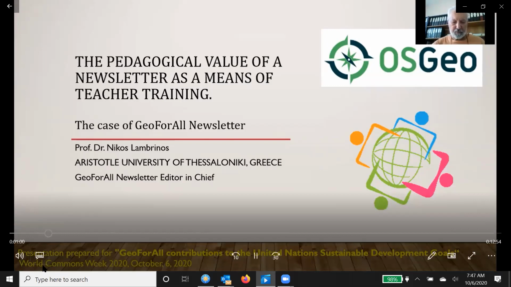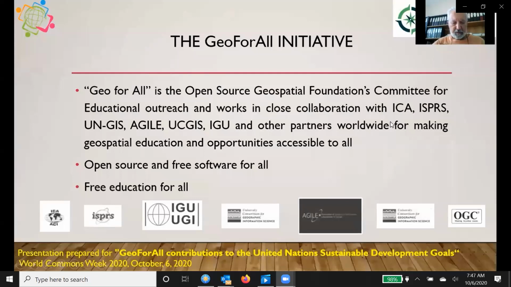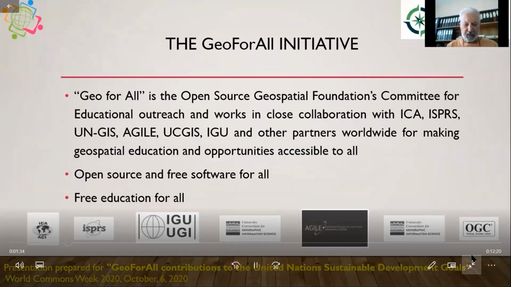This presentation shows the parts of OSGeo's GeoForAll initiative newsletter and how some of them can be applied to the training of young teachers, their students, and geospatial scientists. GeoForAll is the Open Source Geospatial Foundation's Committee for Educational Outreach and works in close collaboration with ICA, ISPRS, UNGIS, AGILE, UCGIS, IGU, and other partners worldwide for making geospatial education and opportunities accessible to all. How do we make education and opportunities accessible to all? By open source and free software for all, and by free education for all.